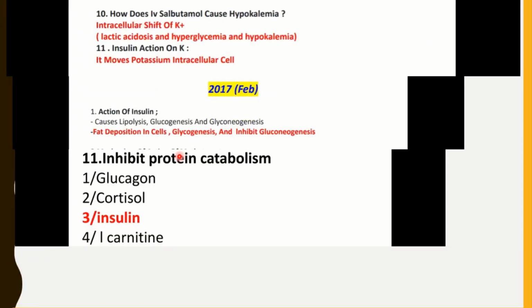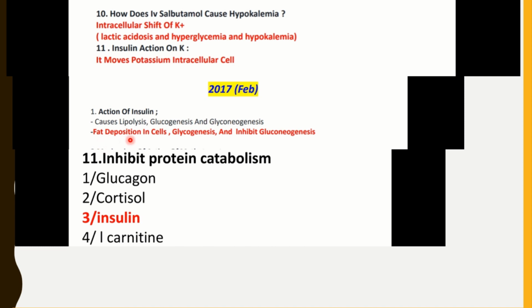Forget about this first one, just look at this one. Number 11. What is the action of insulin? It moves the potassium into the intracellular cells. So it moves the potassium from the extracellular to the intracellular space. This was the question. Then we have 2017. What is the action of insulin?